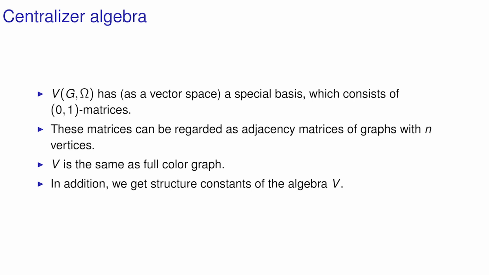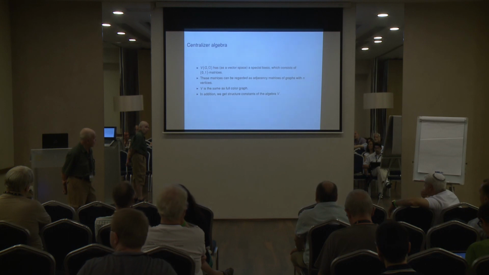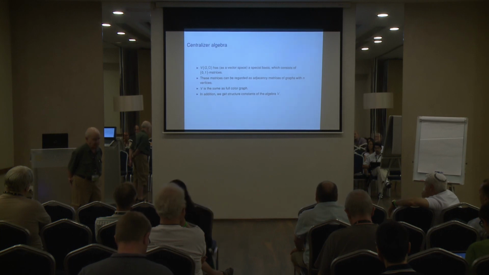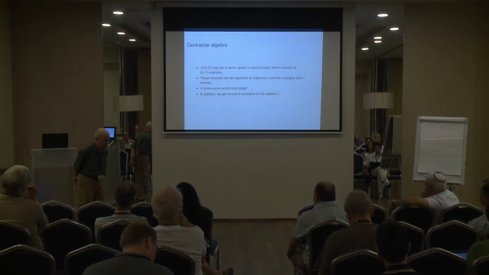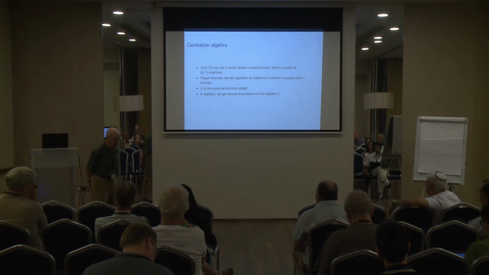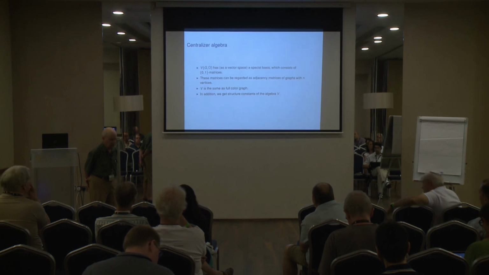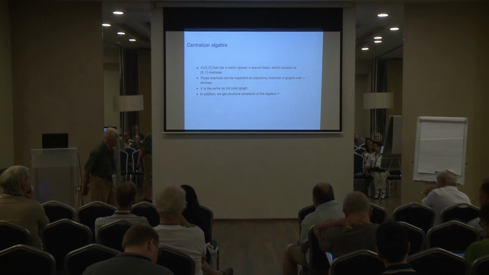Now, when we are working with the centralizer algebra of a permutation group, it has a very special standard basis. This standard basis consists of 0-1 matrices, and we can interpret these 0-1 matrices as adjacency matrices of directed graphs. And this allows us to switch simultaneously from one language to another, and vice versa. We can start to talk about matrices, then go to relations, and after that return to matrices. I will give an example later so that you will be able to observe how such switching is done.